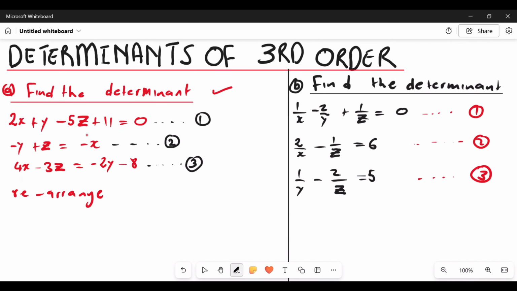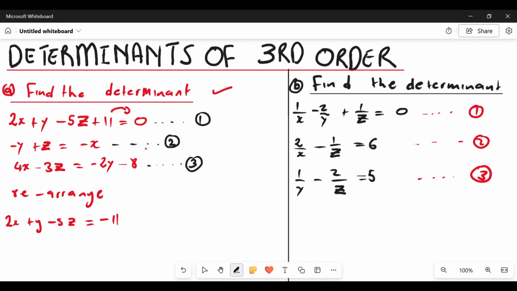Now, if you look at equation 1 there, we have to rearrange it. When you rearrange it, we're going to keep 2x as it is, y as it is, and minus 5z as it is, but we're going to transpose this 11 to the right hand side. So this is going to be negative 11. Now this is our new equation 1.